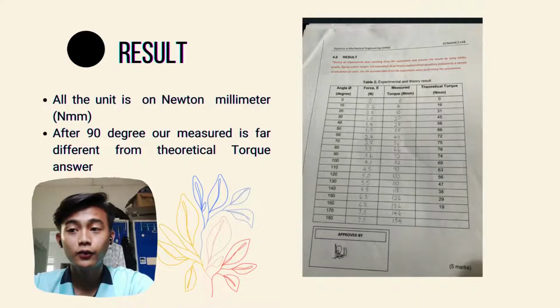At 40 degree, the force is equal to 1.4 Newton and the measured torque is equal to 28 Newton millimeter. At 50 degree, the force is 1.9 Newton, and the measured torque is equal to 38 Newton millimeter. Next, at 60 degree, the force is equal to 2.4 Newton, and the measured torque is equal to 48 Newton millimeter. At 70 degree, the force is equal to 2.8 Newton, and the measured torque is equal to 56 Newton millimeter.